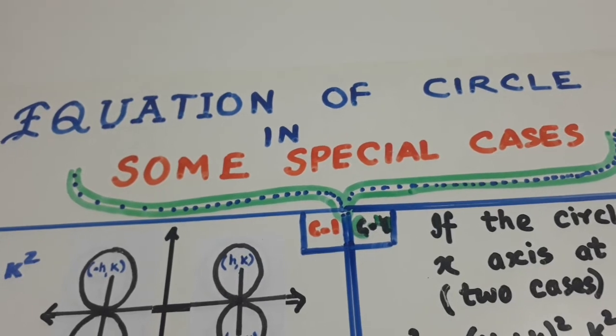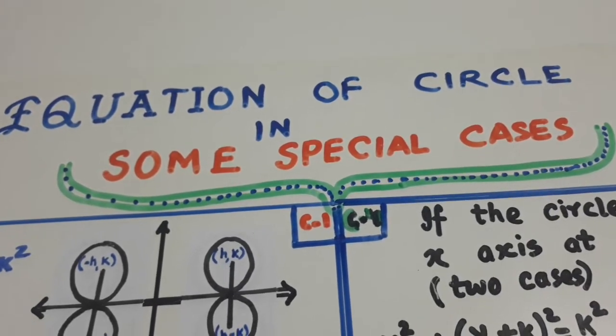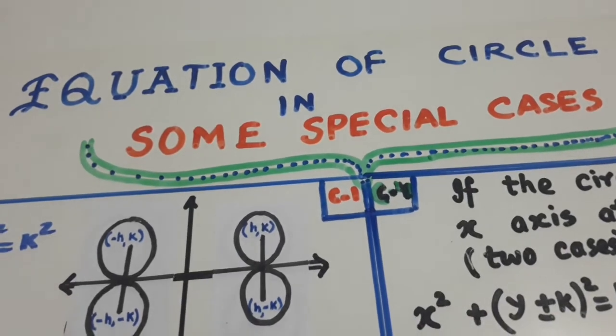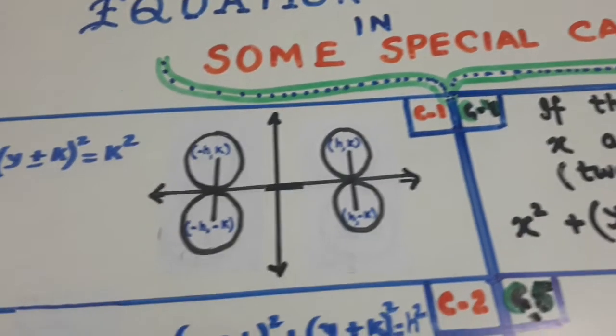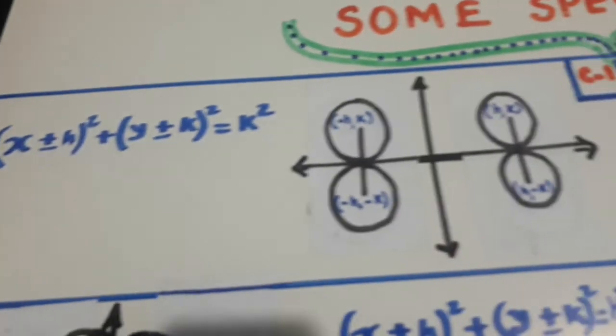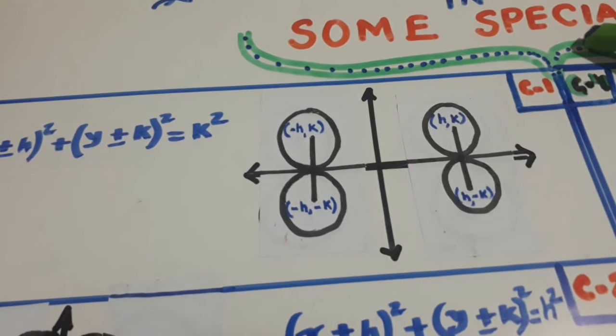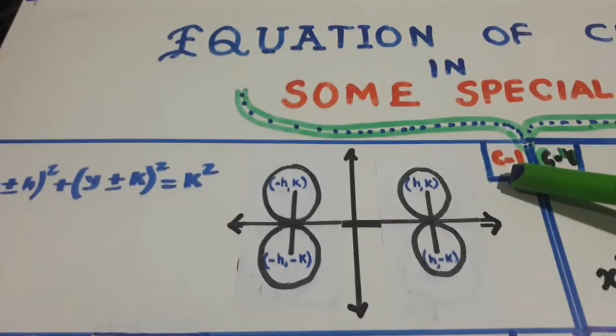I have come up with the equation of a circle in some special cases. So I have brought 6 cases. Look here, this is the first one. This is case number 1.